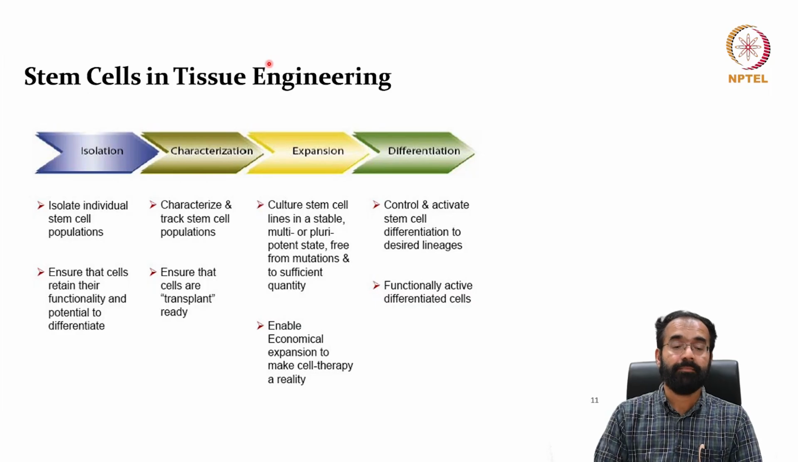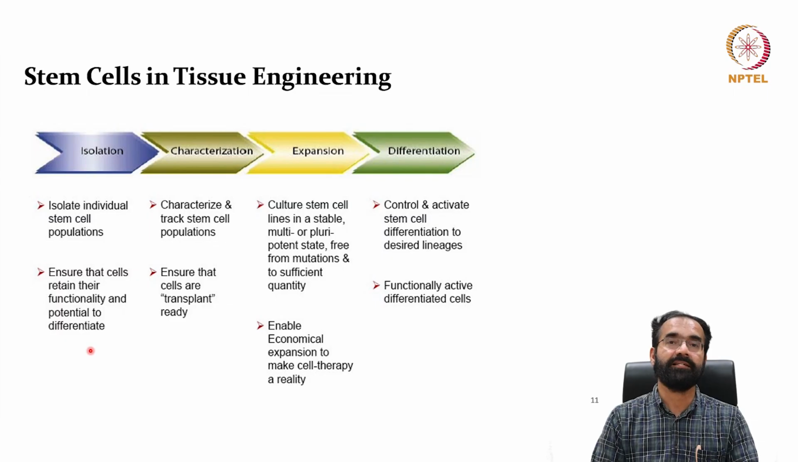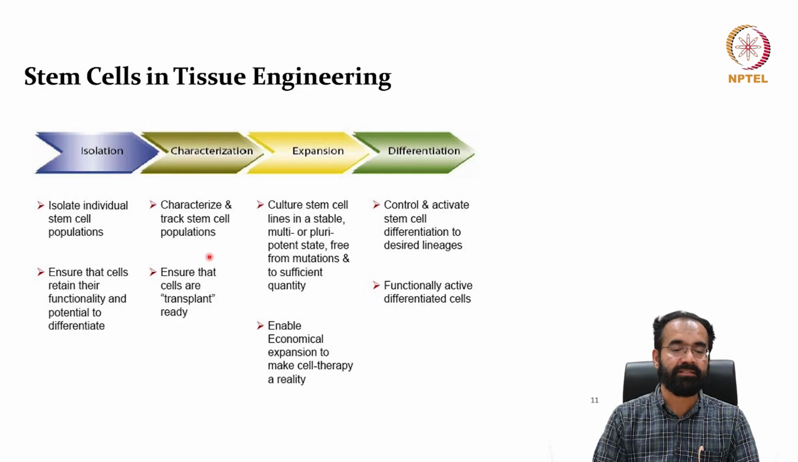So when we use stem cells for tissue engineering, we need to follow certain steps. One thing is isolation. Whichever tissue, whichever stem cell you are dealing with, you need to isolate them, characterize them, expand them, and then learn how to differentiate them. So isolate individual stem cell populations from an adult stem cell or any part of the body. Ensure that cells retain their functionality and potential to differentiate. You don't want a dead cell isolated from a person. You want a healthy cell.